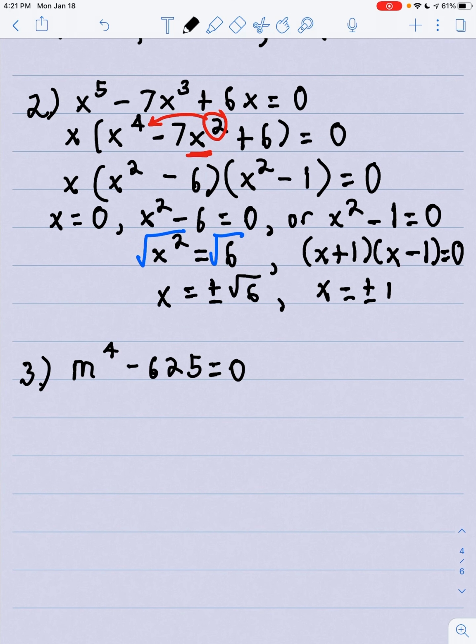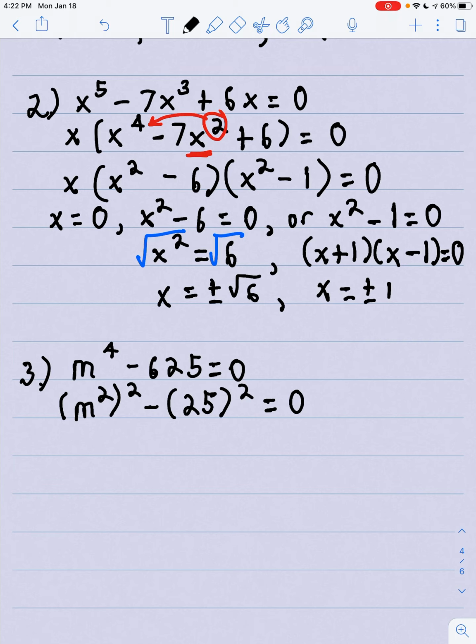My last example. This time I have m to the 4th minus 625. It's only 2 terms. It looks like a difference, but it's definitely not a difference of 2 cubes. I'm going to suggest it's a difference of 2 squares. You see, m squared could be squared. And if you know your perfect squares, 25 squared is 625. So I'm suggesting this is a difference of 2 squares.